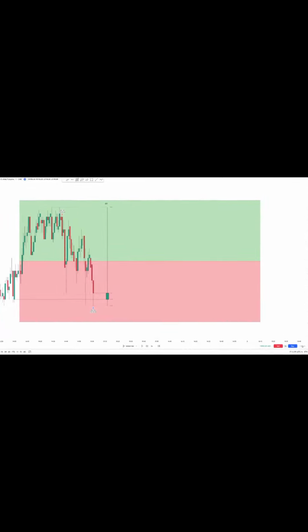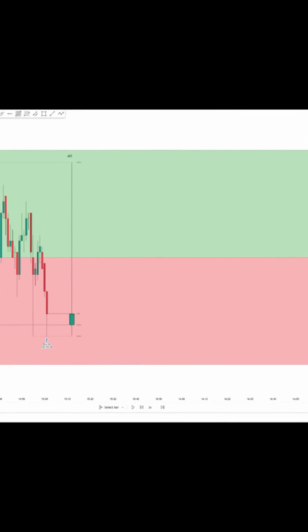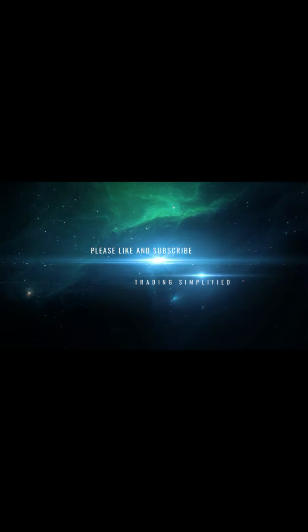Now that you understand how premium and discount zones work, using a previous 4-hour candle's range as premium and discount, you can take a trade within the zones using the 1-minute time frame and easily secure profits.